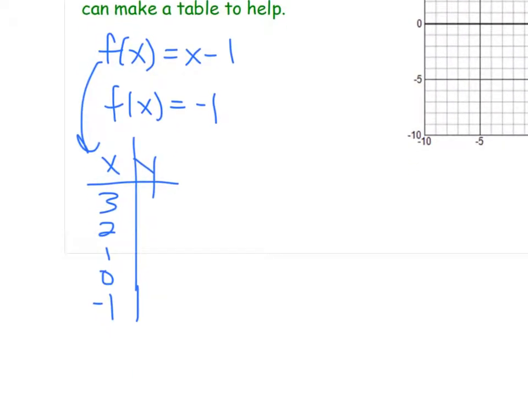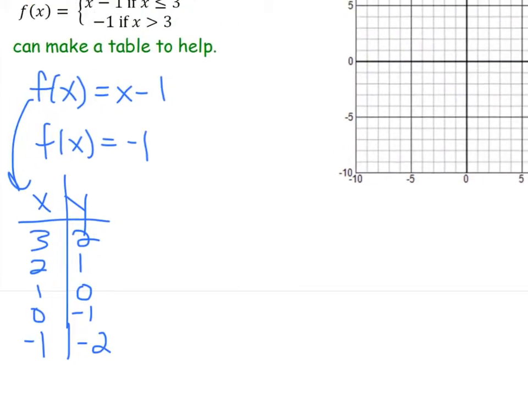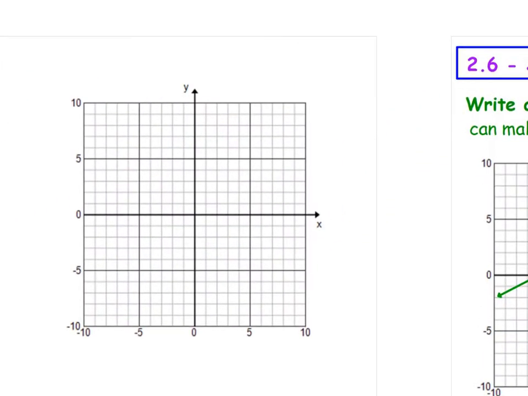So if you plug in 3, 3 minus 1 is 2, 2 minus 1 is 1, 1 minus 1 is 0. And I can see it's just going down by 1. And the reason it's going down but the slope is positive is because my numbers are going down. Usually you start with lesser numbers, but I started with my biggest value there. So now I'm just going to plot these numbers. So I'm starting with 3, 2.